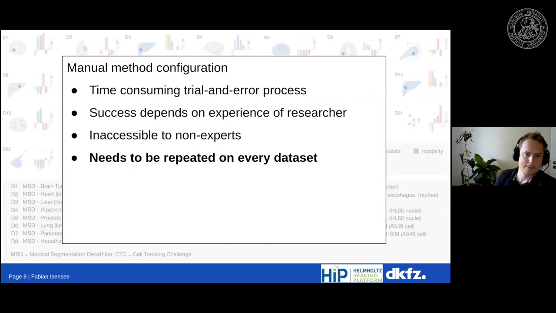So the process that I described one slide earlier essentially is something that cannot just be transferred between datasets, but whenever you are confronted with a new dataset, the process must be repeated. And this makes it especially frustrating in the biomedical domain, where we have such a large dataset diversity that essentially whenever we have a new dataset, it's quite likely that there's no method that can directly be applied to it and get the performance that we want.